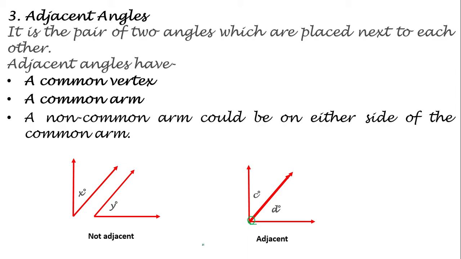Okay, common arm. This is a common arm and two non-common arms. So this one and this one are non-common arms. Okay, now let's see the next part.